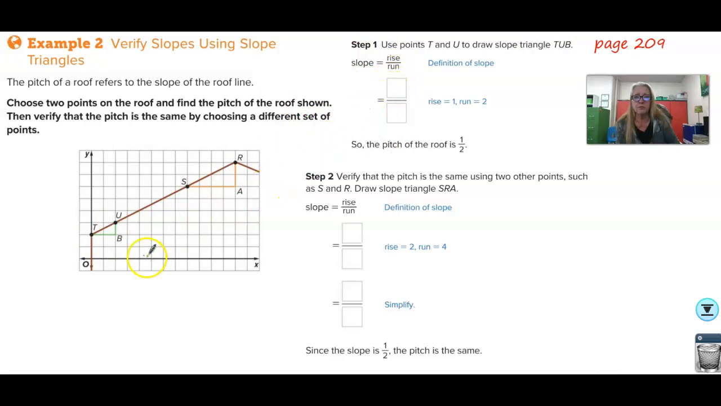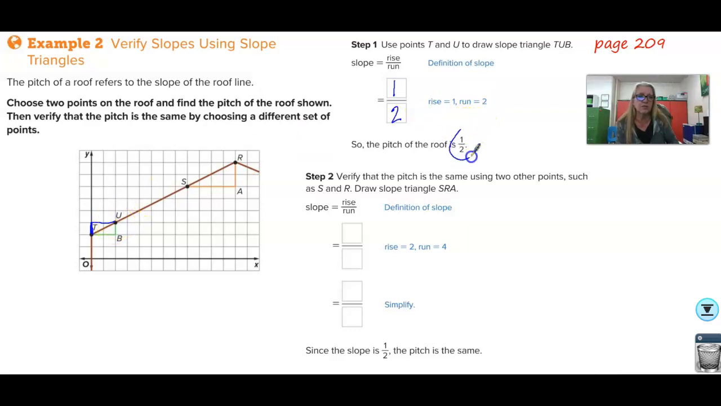Okay, so we're doing the slope of this segment here. We're going from left to right, okay? They've drawn the triangle down here. I would have drawn the triangle up here because I want to go up first. So I go up 1, positive 1, and right 2, positive 2. So the slope of that part of the line is 1/2.